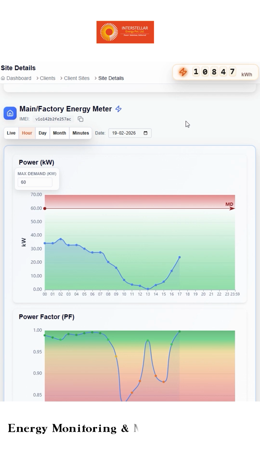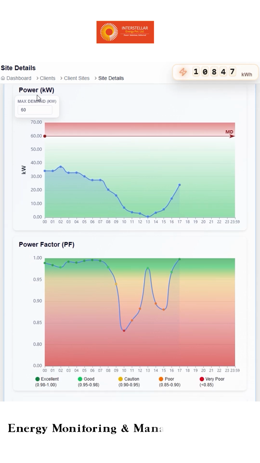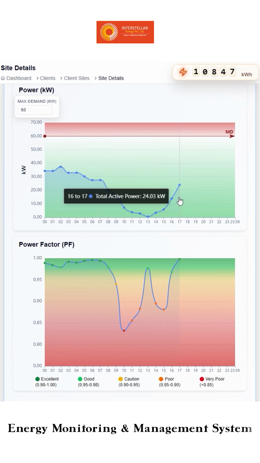The first parameter we see is power, which depends on the sanctioned load. According to that, we can set a threshold for the maximum demand. Here, it is set to 60 kilowatts. If the maximum demand or sanctioned load exceeds 60 kilowatts or even approaches it, the system will send a signal, trigger an alarm, or provide a notification once the load crosses the set limit. If we look at the current condition, the running load is 24.3 kilowatts. The system also shows the load pattern for the entire day, which helps us understand the company's load condition throughout the day.